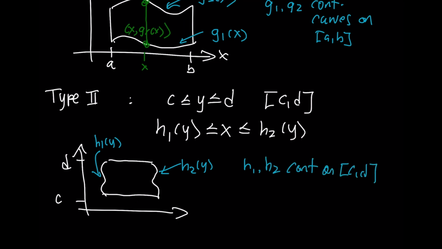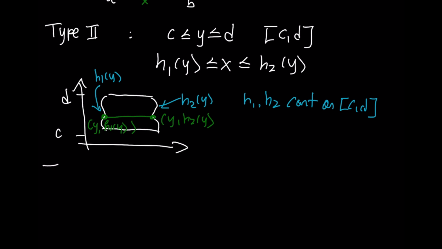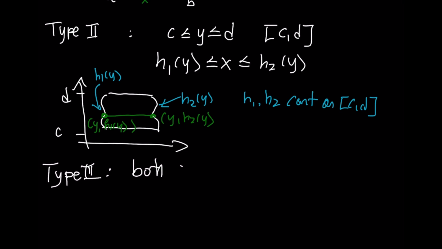So as before, it's going to be helpful for us to think of an integration slice here. This point would have coordinates (h1(y), y). This point would have coordinates (h2(y), y). Now there's a third type here. This is known as a type 3. A type 3 region is both type 1 and type 2.